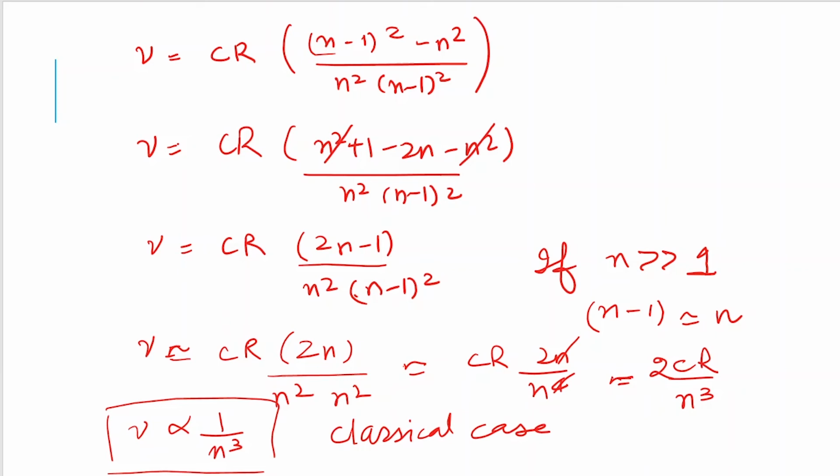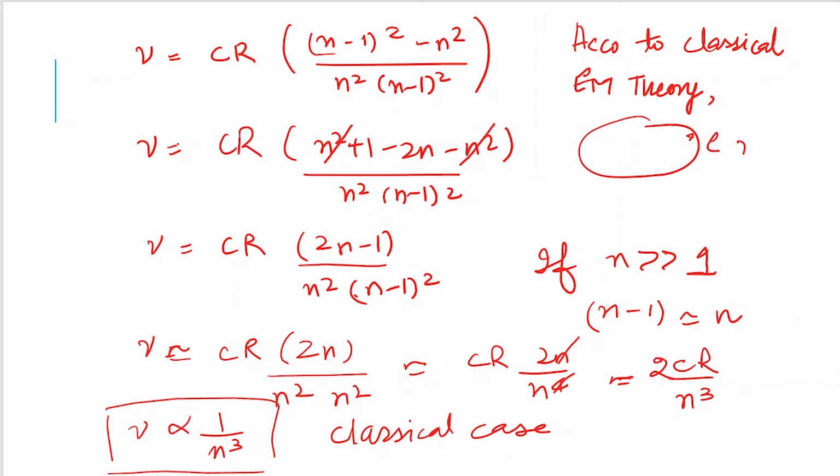So here, according to classical EM theory, a rotating charge with a frequency nu will emit a radiation of frequency nu. Similarly, on the other hand, we use Bohr's postulates.